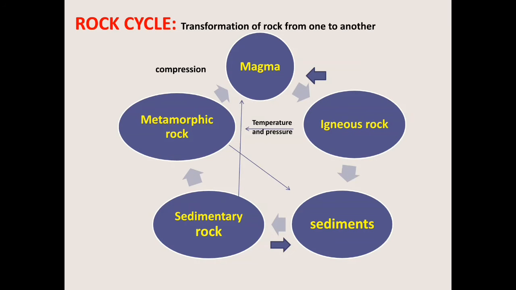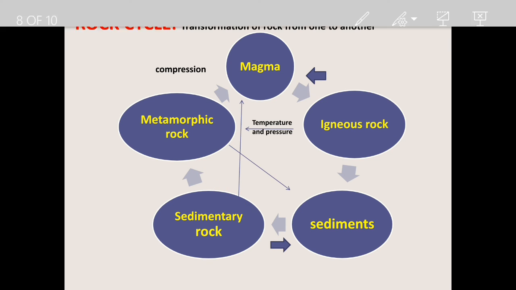Next we can study about the rock cycle. The rock cycle is the transformation of a rock from one form to another. We can start from magma. When magma in the mantle, the interior of the earth, cools and solidifies, igneous rocks are formed. When these igneous rocks break down into small fragments, sediments are formed. When these sediments are transported by water and air, they are compressed to form sedimentary rocks. Then these sedimentary rocks, when subjected to high temperature and pressure, form metamorphic rocks.